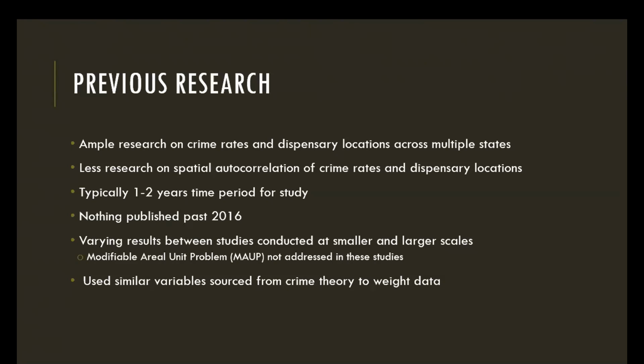On the other hand, when studies are conducted at the census tract level or a broader scale, they show opposite results and determine that crime is not correlated to dispensary locations, and they did not observe correlations in adjacent census tracts. These varying results are likely due to the modifiable areal unit problem, or MAUP. MAUP is a known issue in spatial statistics and is the problem when too large or too small of a scale or aggregation scheme lead to a variation of results from statistical analysis.